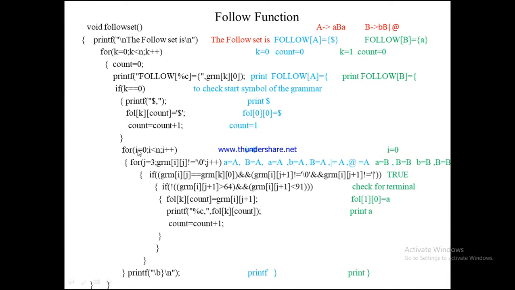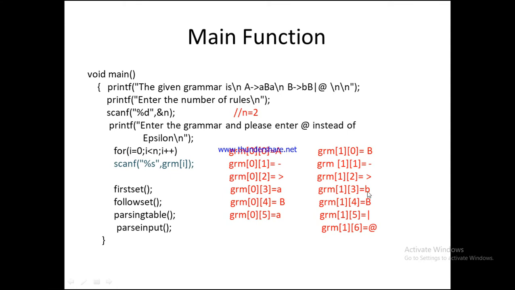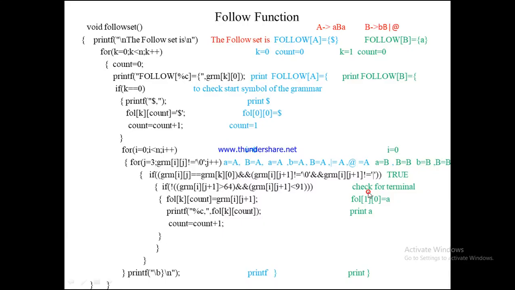For that purpose I am incrementing the value of the I. Now it is 1, which is less than 2. Yes, then again I'll come to the 1 3. J value is 3, so 1 3. What is your 1 3 value? 1 3 is nothing but the small letter b. Is it not equal to null? Yes, then I'll come to this one.